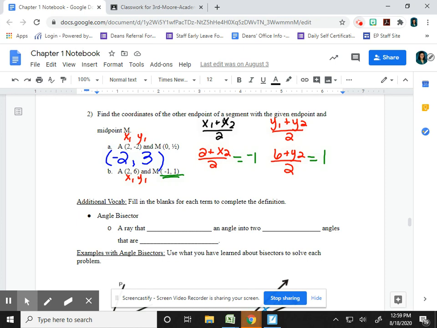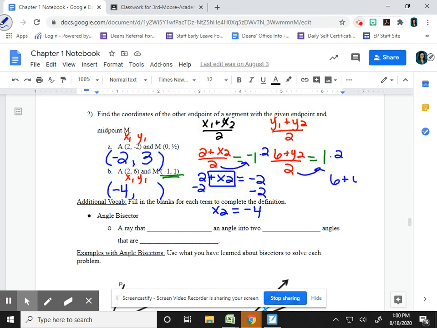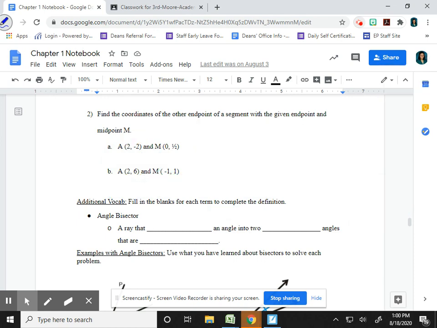Okay, so from here, again, what we're doing is we're solving this for our x value. So we're going to move the 2 to the other side. So now I have 2 plus x2 equals negative 2 because you multiplied it. I'm trying to isolate this variable. So I'm going to subtract 2, and I get negative 4. So the first part of my ordered pair is negative 4. Same thing on this side. Multiply it by 2. So I get 6 plus y2 equals 2. Subtract 6, and I get negative 4. Okay, so those are your other points of that. That's kind of tricky, but with a little practice, you should be good at that one.